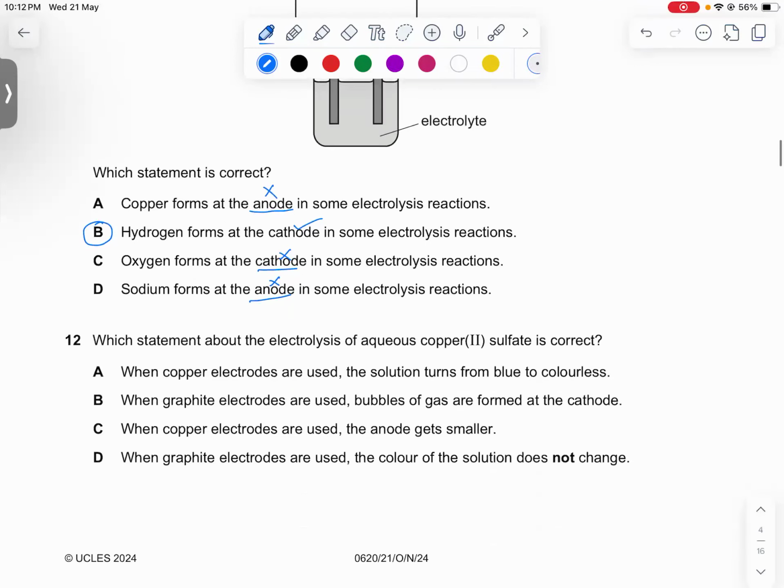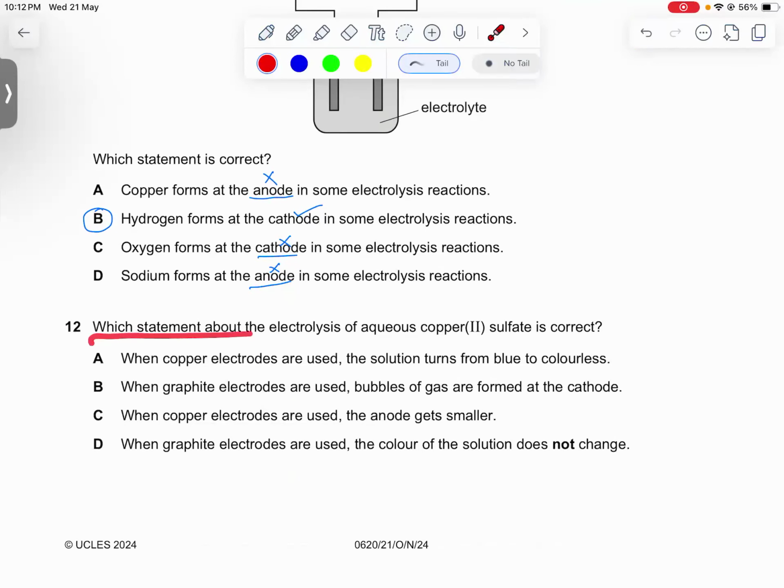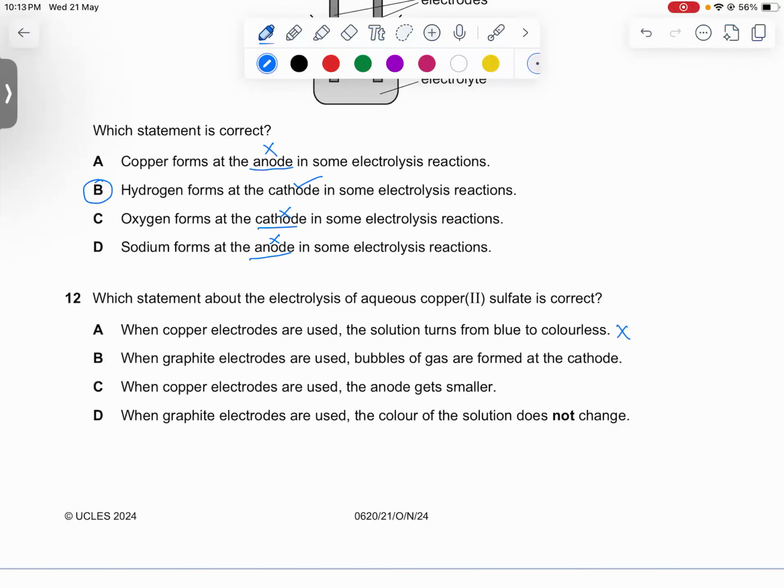Okay. Next question. Question number 12. Which statement about the electrolysis of aqueous copper sulfate is correct? When copper electrodes are used, the solution turns from blue to colorless. That is wrong. When copper electrodes are used for electrolysis of copper sulfate, the color of the solution remains the same because only the anode decomposes and migrates and gets deposited onto the cathode. So the overall concentration of the electrolyte remains the same.